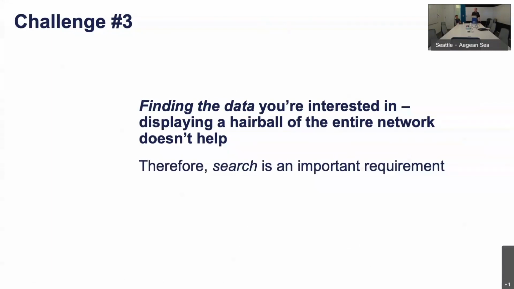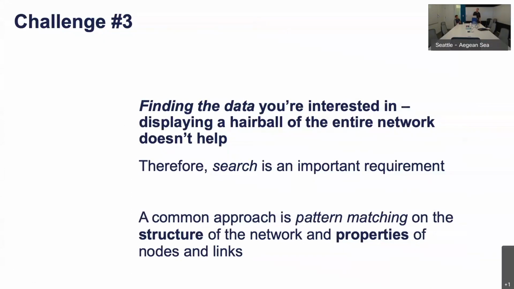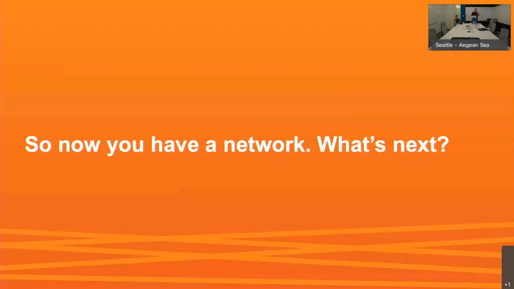So you need to be able to search. And a common approach for searching is pattern matching on the structure of the network and properties of the nodes and links in the network. Okay, so what I've talked about so far is going from raw data and turning that into a useful network for doing further analysis on. But I haven't talked about effective ways to actually display that network. So to talk about that is my colleague Matt Bremer, and so he will take over from me.